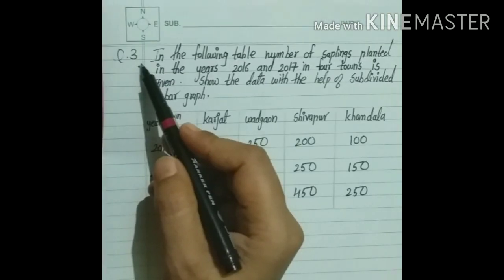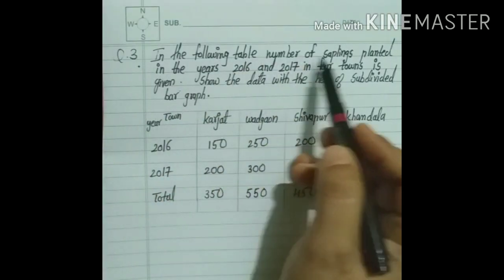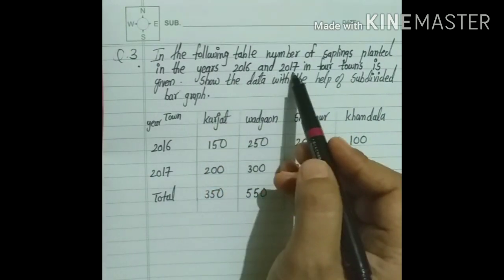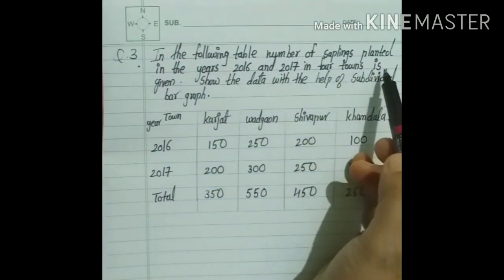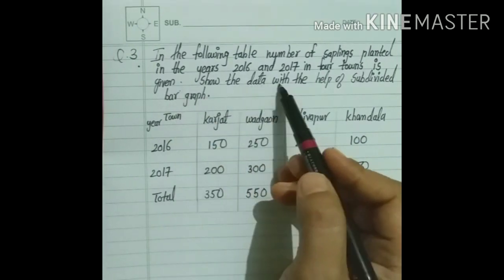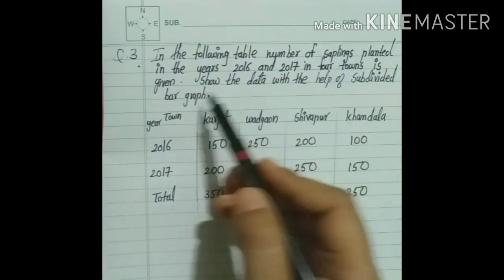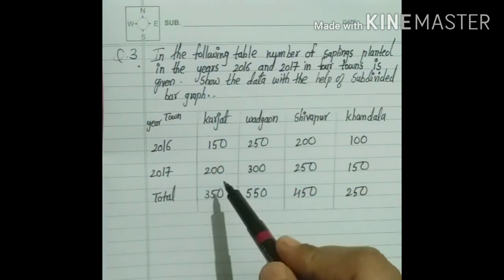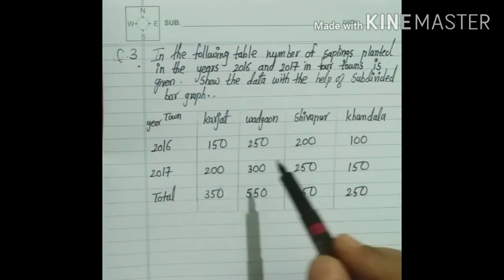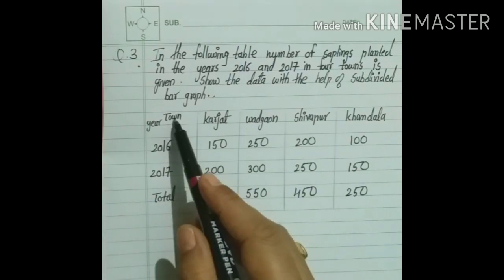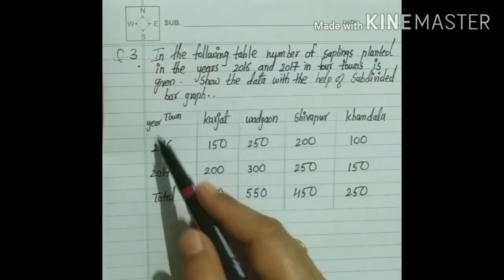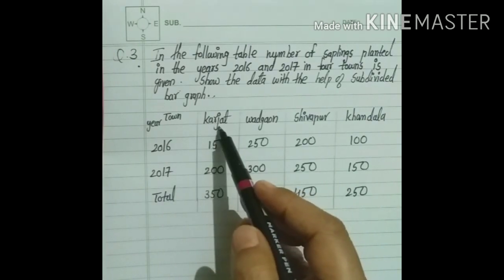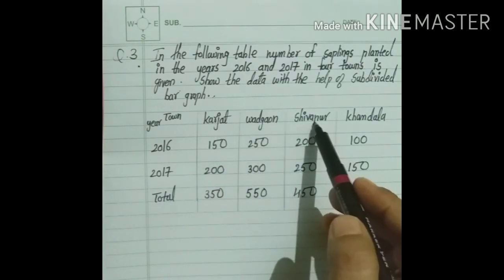Question number 3. In the following table, number of saplings planted in the years 2016 and 17 in 4 towns is given. Show the data with the help of the subdivided bar graph. Here, children, by using this raw data, we have to draw the subdivided bar graph. Okay, children, these are the towns and these are the years. What the town's names are given? Karjat, Vadgaon, Shivapur, Khandala.